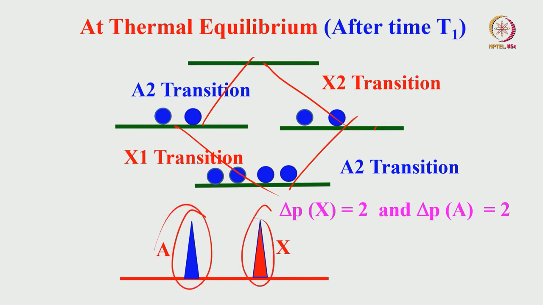That is why we get 2 singlets. 2 peaks are at the same frequency, overlap, and both of them have equal intensity, which is 2, 2. Okay. A transition intensity is 2, X is 2 after thermal equilibrium. After the time T1, when you put the sample in a magnetic field.